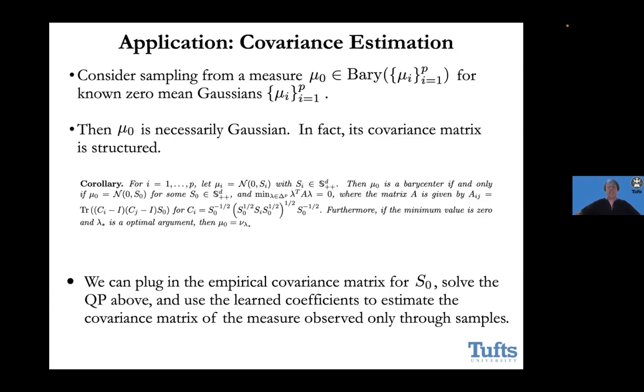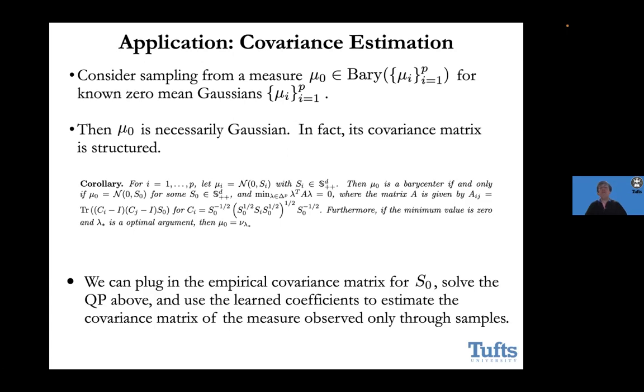It's partially because the space of Gaussian barycenters has a bit of extra structure, meaning that in this precise case, if I have Gaussians and I take their barycentric combination, I know what the new covariance matrix has to be in an implicit sense. So that's this corollary here. And I can use that property to get better estimation of the covariance matrix than I could with the empirical covariance.